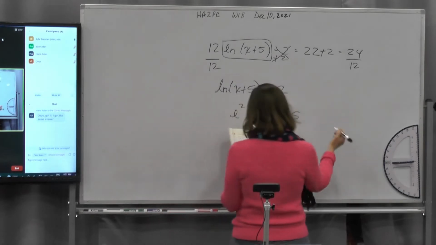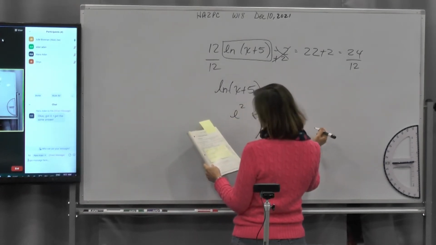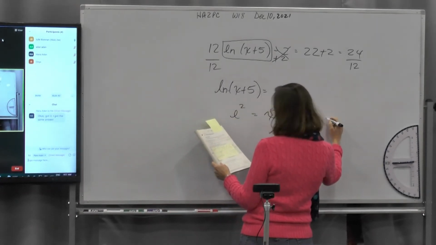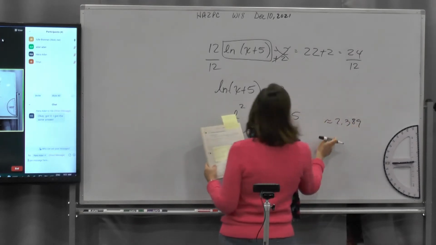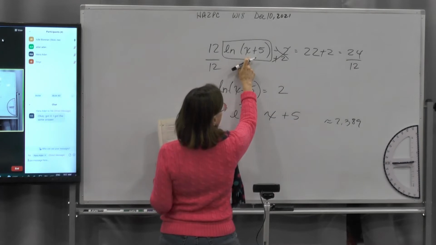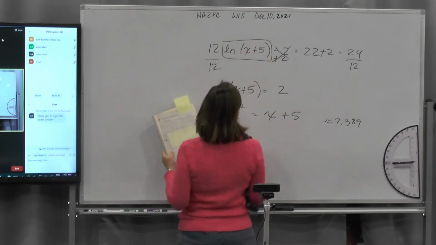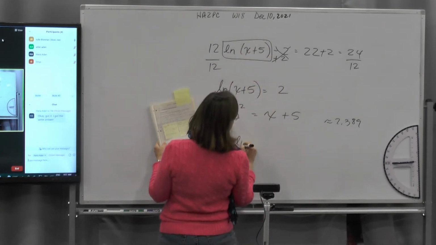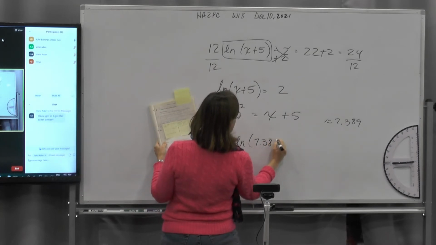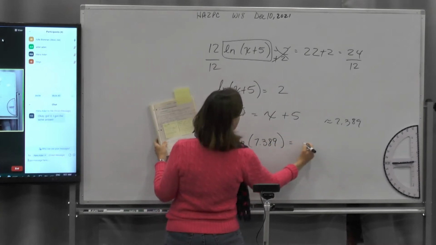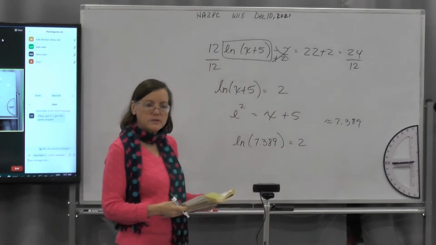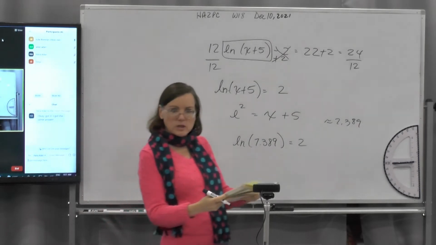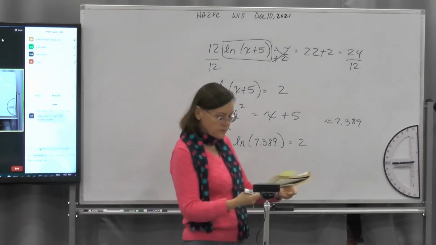And then if you check it out, you're going to end up with e squared being about 7.389, so x is about 2.389. If you plug that in and add 5 to it, you get the natural log of about 7.389, which should equal 2. If you take the natural log of that number, you should get pretty close to 2. I've rounded it, so it wouldn't be exact, right?